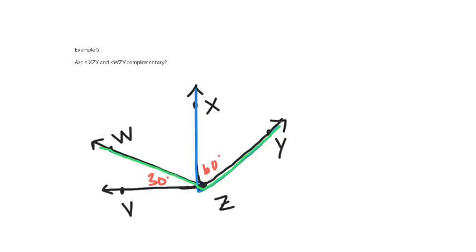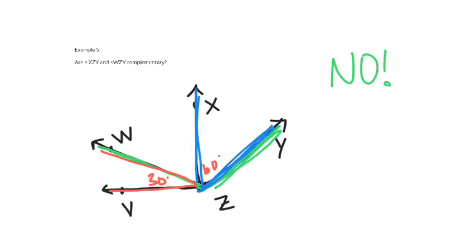Okay, initially looking at the picture just off of what's labeled, a lot of us would want to say yes, 30 plus 60 is 90, yes, they're complementary, but the two angles they asked about are actually not complementary. They asked about this green angle and the blue angle. So those are not complementary. If they had asked about the blue angle and WZV over here in red, then we would say yes, but that's not what they asked.